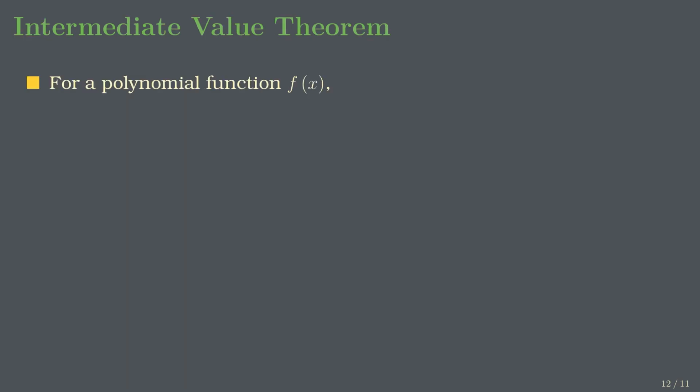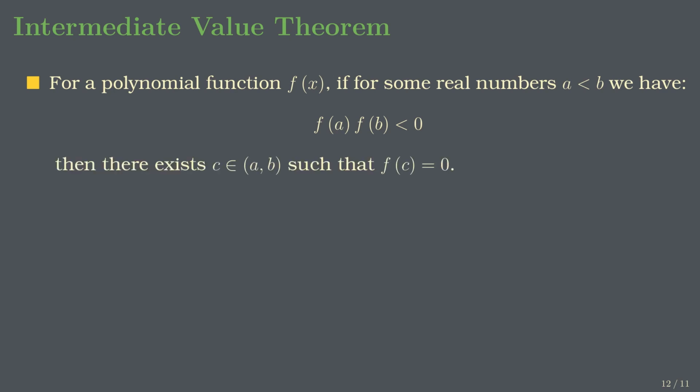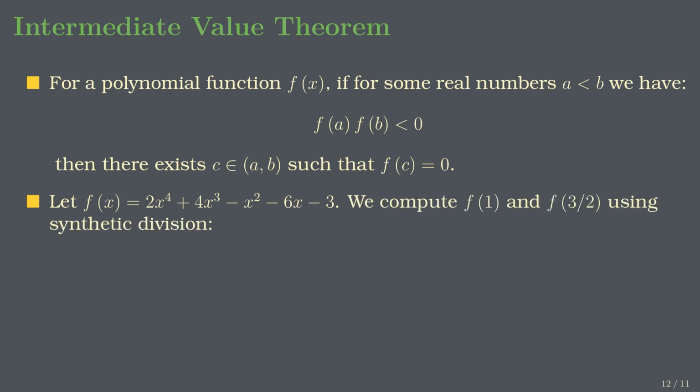So the last technique about finding zeros of a polynomial function f(x) is the so-called intermediate value theorem, meaning that for a polynomial function f(x), if we can find two different real numbers, a less than b, such that the product of f(a) and f(b) is strictly negative, then we know that there should be some zero between a and b. So for example, look at this function. Now we will try to compute f(1) and f(3 over 2), then try to use the intermediate value theorem.